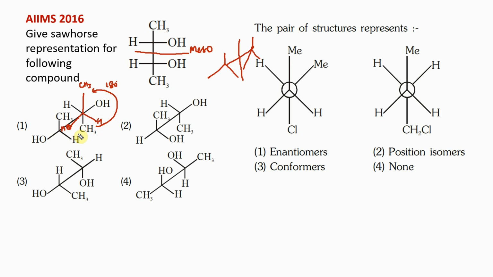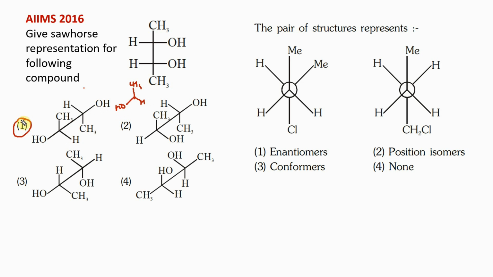Correct? Let me do it again. Let me do it here separately. Alright, everything goes anti. This CH3 goes here, OH comes here, hydrogen comes here. See, this and this are same, so this is meso. So it should be this compound.